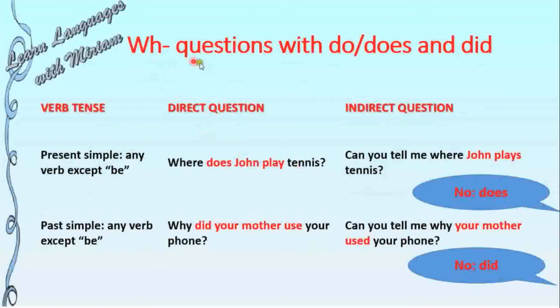Now let's see WH questions with do, does, and did. Present simple with any verb except the verb to be. Where does John play tennis? Can you tell me where John plays tennis? Pay attention, we don't write does. We write the present simple of the verb. So John plays with the S, but we don't write does.